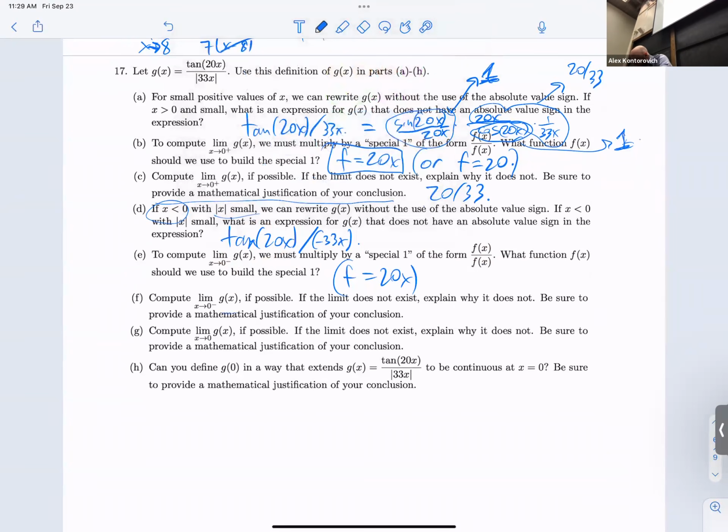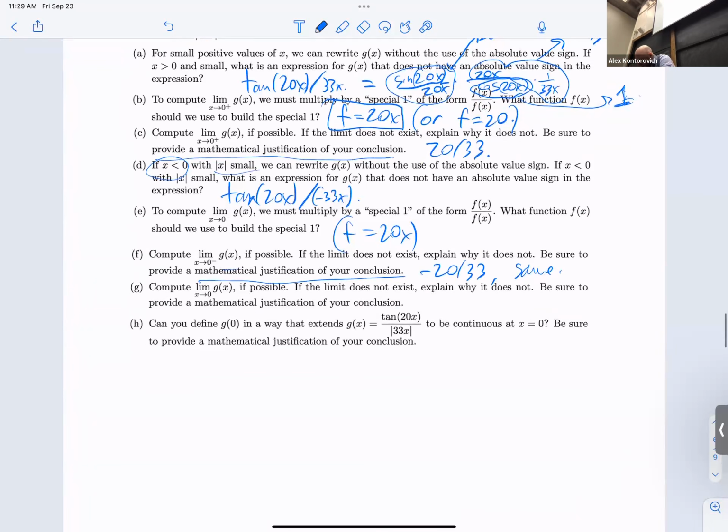Compute the limit if possible. What's the limit going to be? Negative 20/33, because all we did is change the function by a minus sign. Whether we come in from the right or the left doesn't change the value of sine theta over theta. That really does have a limit whether you're coming from above or below. So this is negative 20/33, and the mathematical justification is the same as before.